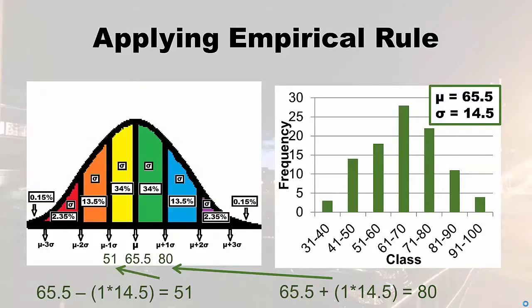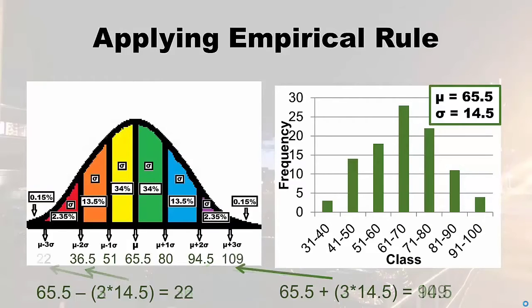You can kind of guess what we're going to do on the next slide. Surprise! We're going to do almost the same thing. Oh, we're doing the mu minus 2 times the standard deviation to get the 36.5, and the mu plus 2 times the standard deviation to get that 94.5. And you probably already were ahead of me with this one. This is where we do 65.5, the mu, minus 3 standard deviations, and we get 22. And then we add 3 standard deviations, and we get 109. And now we're all labeled.